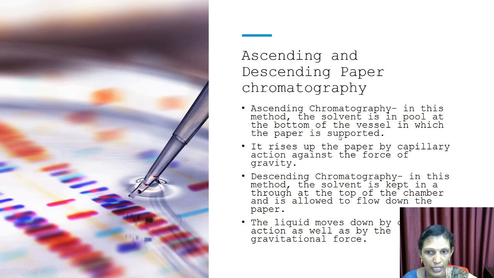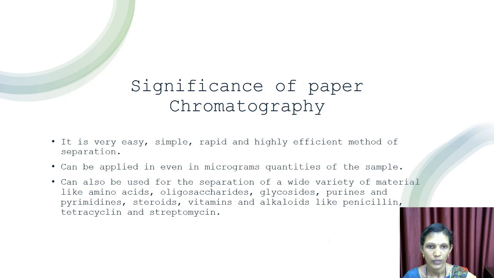In the ascending one, the solvents are kept at the bottom of the jars, and in the descending one, the solvents are kept at the top of the chambers. That way, the mixtures of the samples move along with the solvents, and then they are spotted and analyzed.